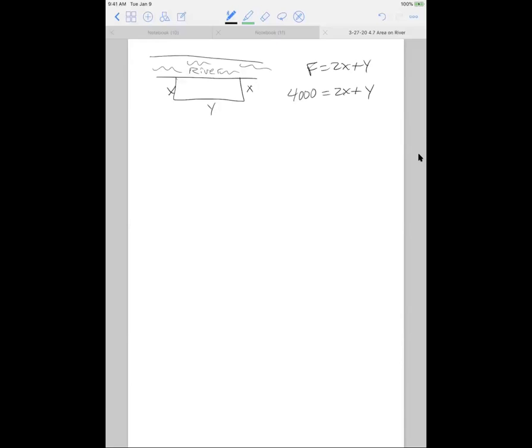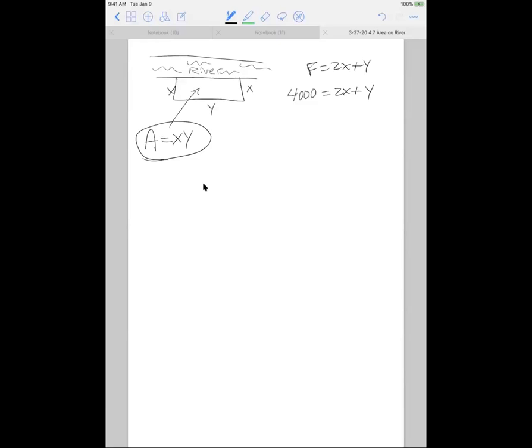The way the question was posed was, what is the maximum area that can be enclosed with this amount of fencing? So the area of this region is going to be equal to length times width, which is X times Y. In the simplistic problem, this is the function we're trying to maximize. So we're going to take the derivative of this and set it equal to 0. But right now it's in terms of X and Y.